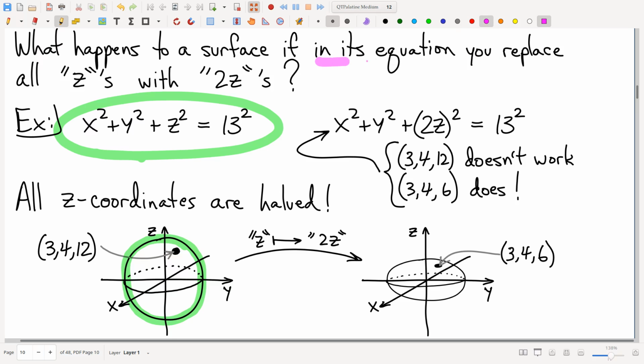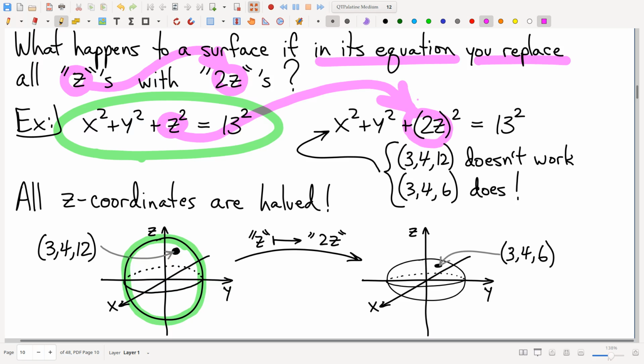if in the equation, everywhere I see a z, I instead put a 2z, hypothetically, everywhere I see a z I put a 2z, and let's do that. Here's a z, and I'm just going to replace it, as promised, with 2z. What does this algebraic move do geometrically? If I tweak the algebra like so, how's that going to tweak the geometry? It's a pretty natural question.